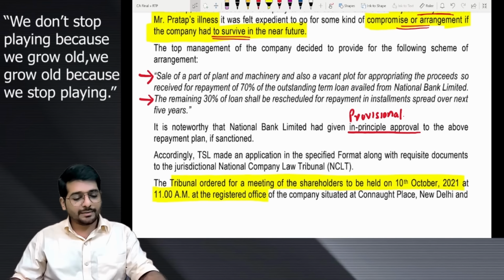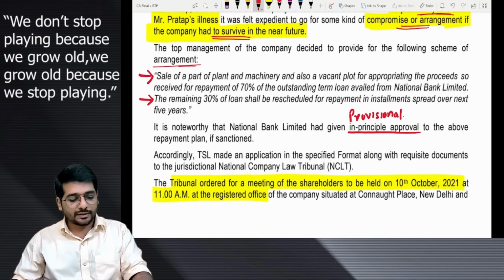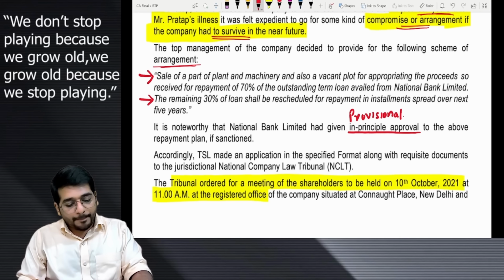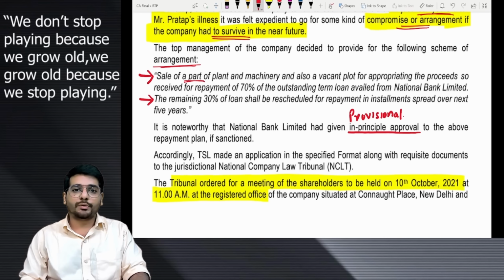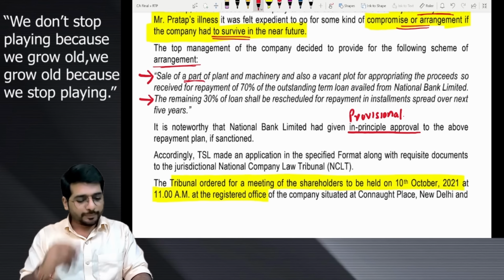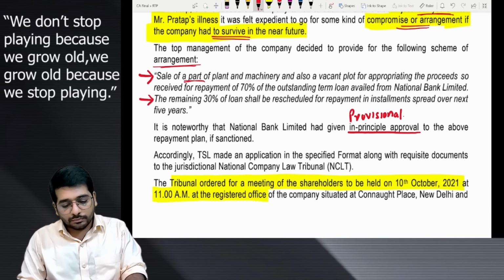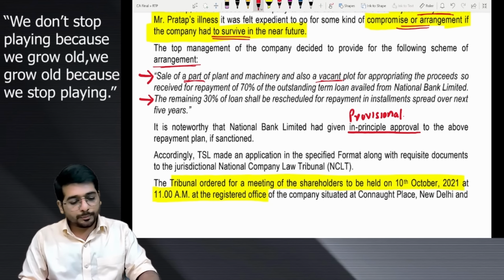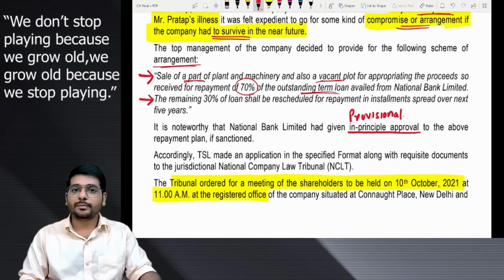As a part of their scheme, what is their arrangement? Let's see, what is their arrangement? They are saying sale of a part of plant and machinery they want to do. They want to sell a part of plant and machinery, and also they want to sell what? A vacant plot. Appropriating the proceeds received, repayment of 70% of outstanding term loans.